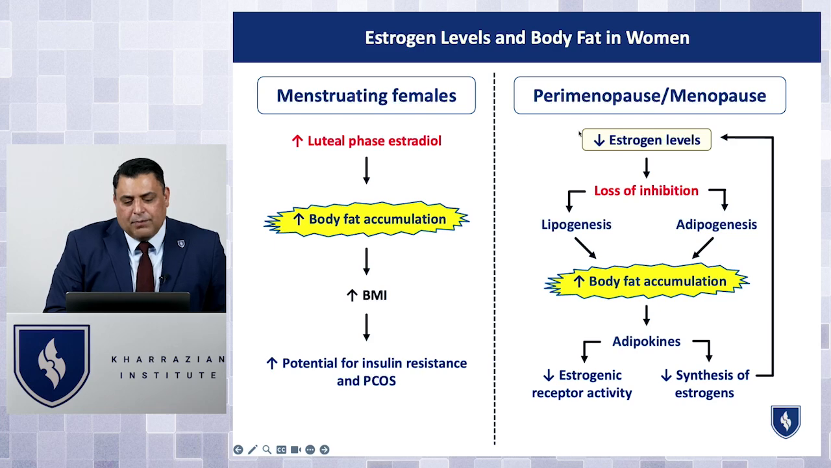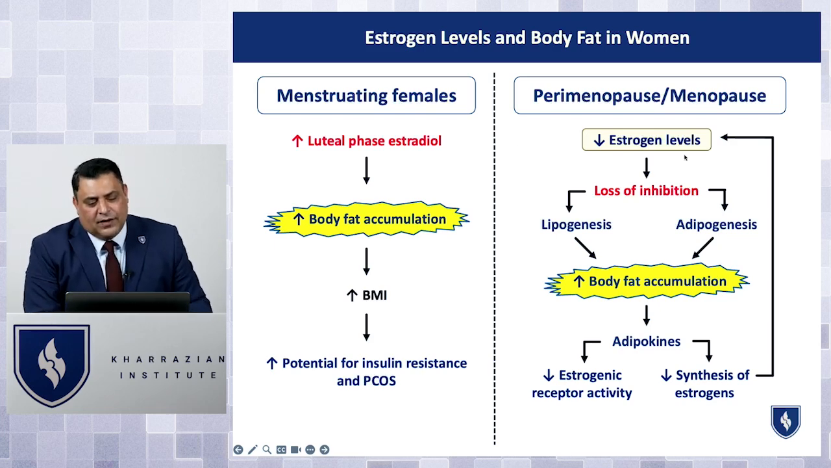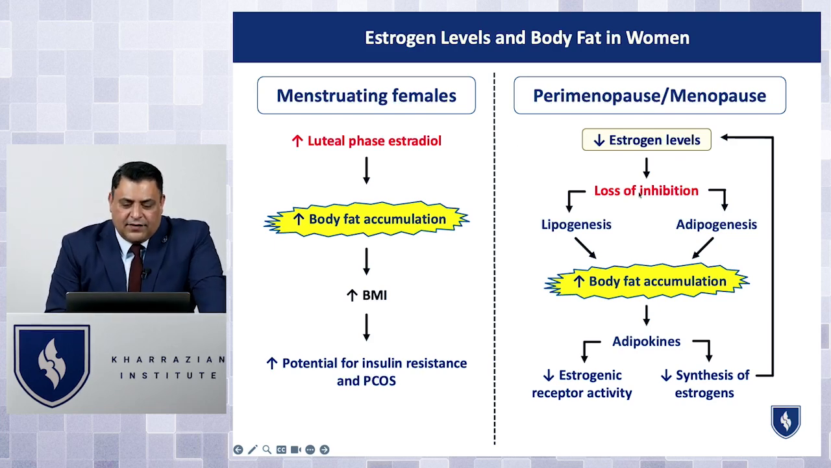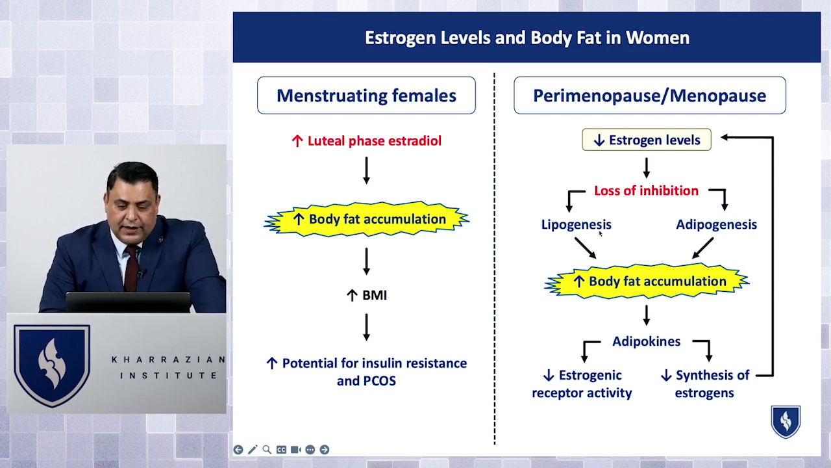resistance. But in perimenopausal and menopausal women, it's when their estrogen levels drop and there's loss of inhibition to fat burning. There's increased body fat accumulation. These adipokines get activated, estrogen receptor activity goes down, and since estrogen levels drop, they get stuck in the vicious cycle.